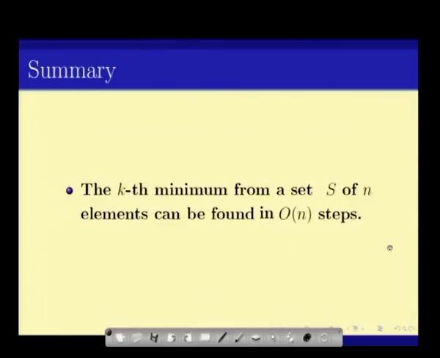To summarize, we find out that finding the kth minimum from a set of n elements can be done in order n steps. So, not only can we find the minimum, but we can find any kth minimum in order n steps. So, this brings us to the end of the lecture.